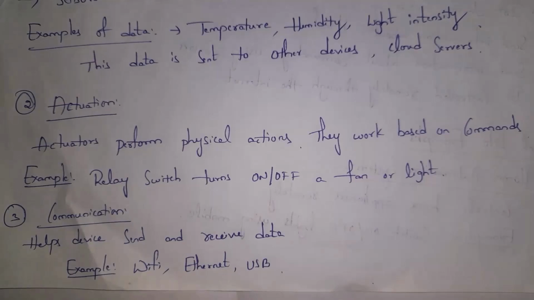And third one is communication. Yes, IoT device can communicate with other devices and they can also communicate with servers. So with help of Wi-Fi, Ethernet and USB, IoT device can send and receive data.